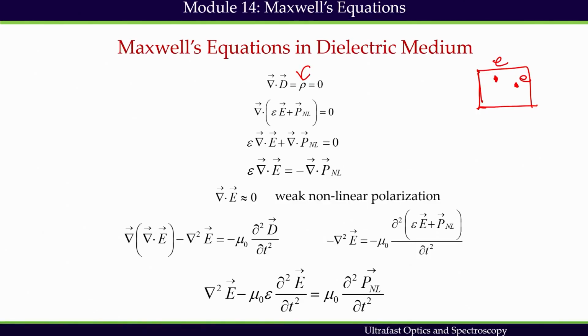Welcome back to module 14. We are discussing Maxwell's equations in the medium. What we have assumed here is that the medium should not have any free charge, and that's why rho, which is the volume charge density, becomes 0. If it is 0 in the medium, then I can write down this expression.